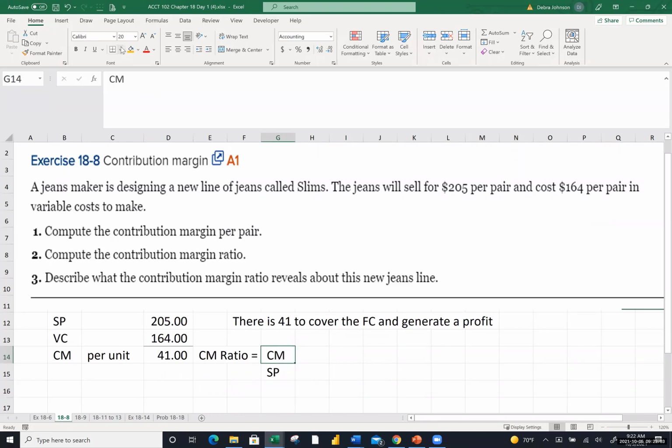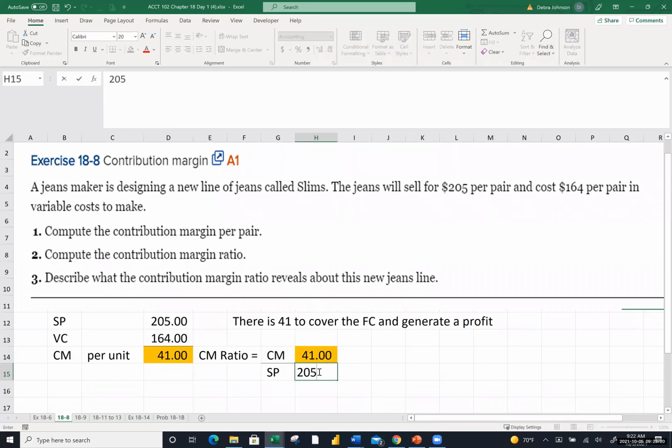Okay, so let's do that real quick, and then I'll tell you what else we can learn from that. The contribution margin is 41. We just calculated that. In fact, let me put some color so you can see where that came from. The contribution margin was 41. The selling price was 205.